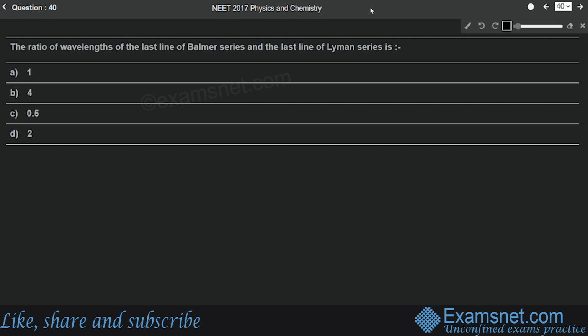Question number 40 is from the chapter Atoms, and the question is: the ratio of wavelengths of the last line of Balmer series and the last line of Lyman series is. Okay, so we have to find the ratio of the last line of Balmer and that of Lyman series. Now we know that in case of Balmer series, N1 will be equal to 2, whereas in case of Lyman series, N1 will be equal to 1. Now, since we are talking about the last lines, N2 will be infinity for both.